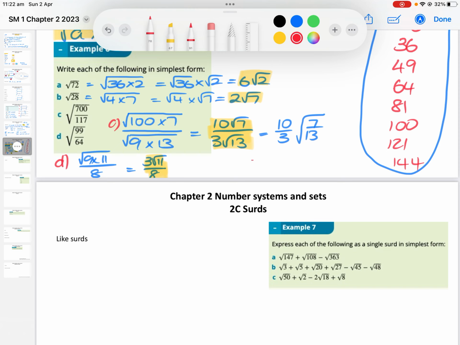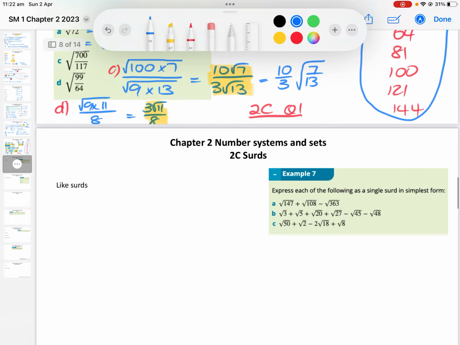You can do 2C question 1 now if you want to go and get started. And then the next example goes on to question 2. So if you want to stop the video, by all means do so. If not, let's keep going.